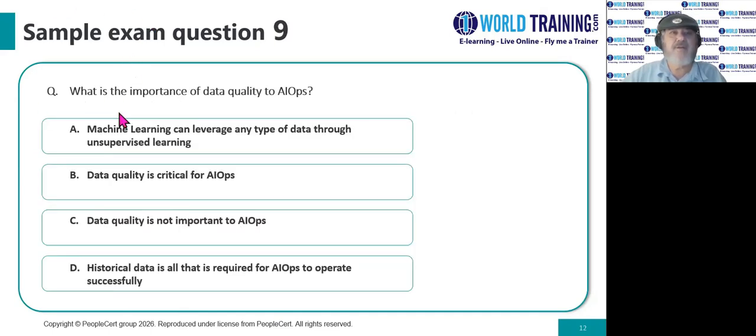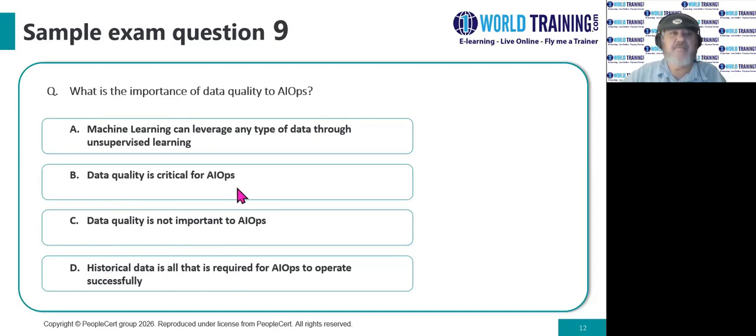Question 9. What is the importance of data quality in AIOps? A, machine learning can leverage any type of data through unsupervised learning. Not true. Data quality is critical for AIOps. Yes, if you don't have good data, you're going to get bad results. B, data quality is not important. Well, that's not true. Historical data is all that's required.